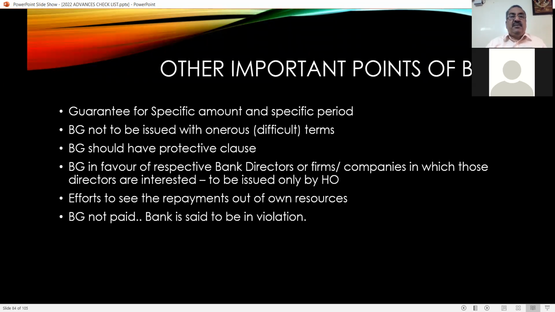And if the BG is not paid, the bank is said to be in violation, because bankers say that we will make the payment. If the beneficiary has surrendered the BG for invocation, they invoke, but the bankers are not ready to make the commitment, then the bankers are said to be in violation. So this is another important thing that you have to see.